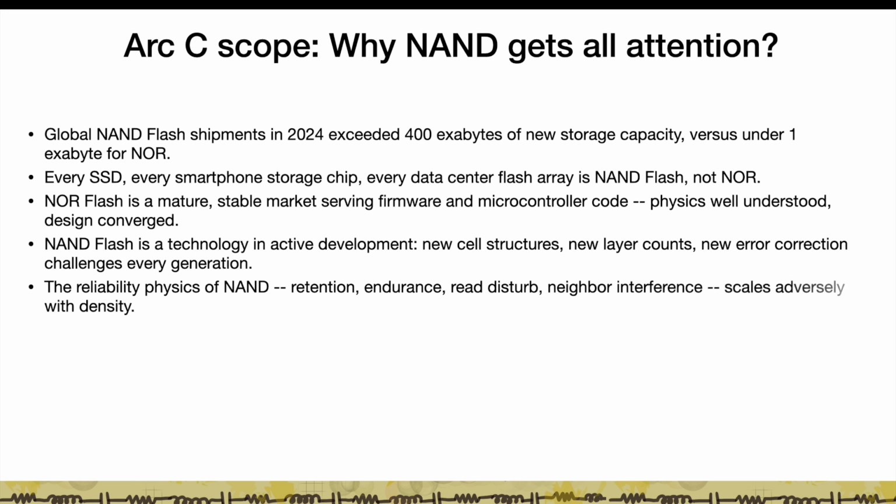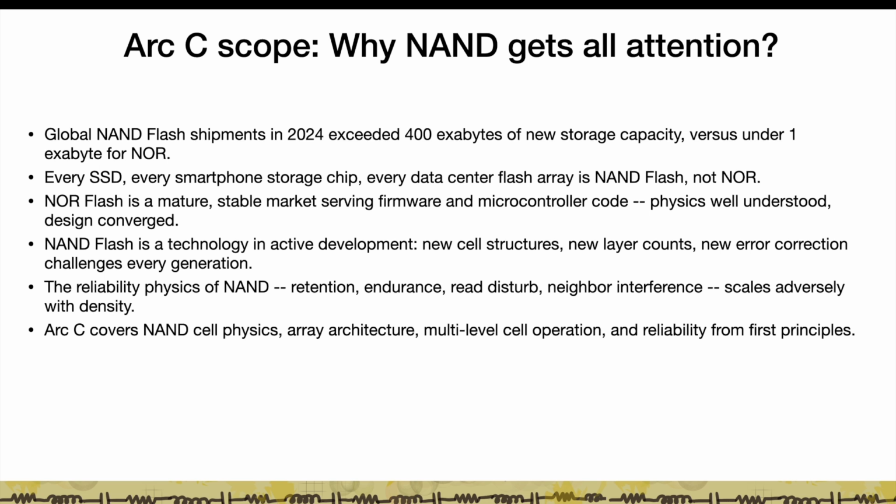NAND Flash is a technology where every new generation introduces new reliability challenges that require deeper physical understanding to address. Stacking 200 layers makes cells physically different from their planar predecessors. The charge trap cell, a variant of the floating gate that stores charge in discrete traps in a nitride layer rather than on a conductive polysilicon node, has largely replaced the floating gate in 3D NAND because it's easier to manufacture in a vertical stack. The reliability physics of charge trap cells is meaningfully different from floating gate physics, and we'll cover both.